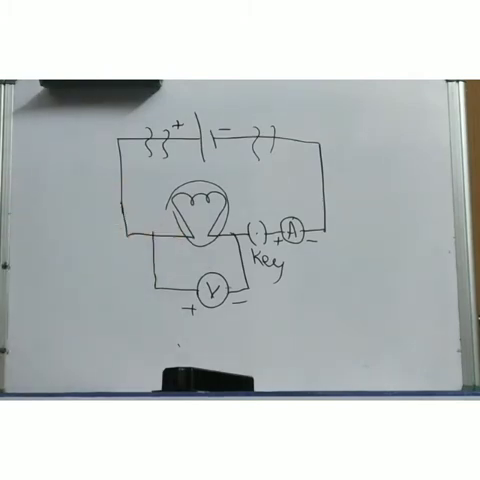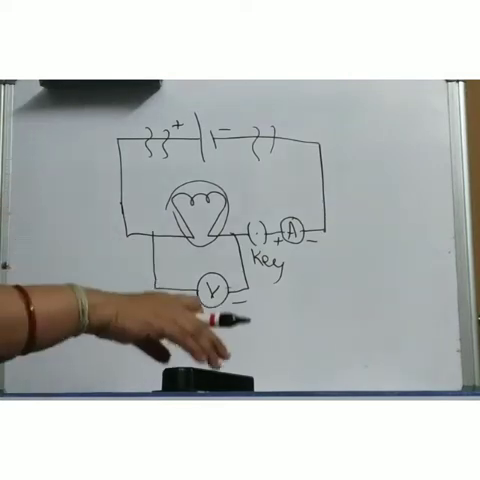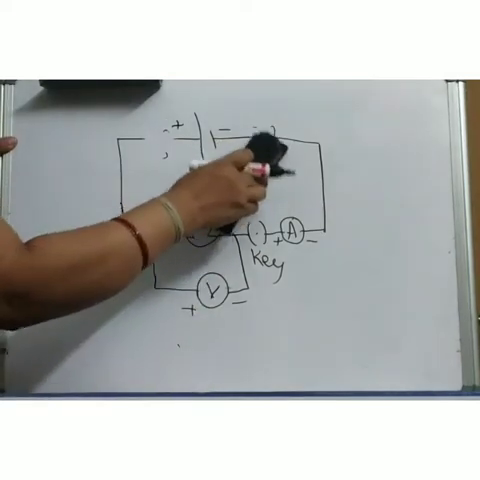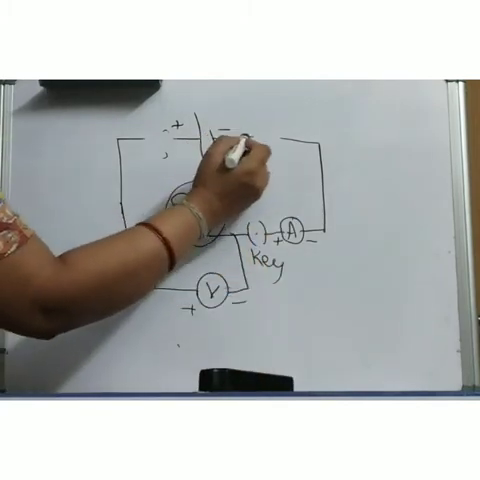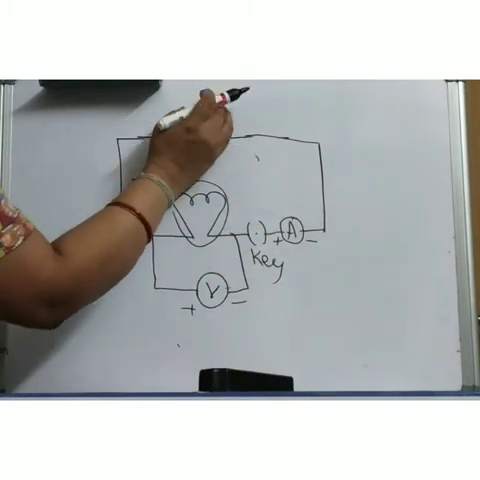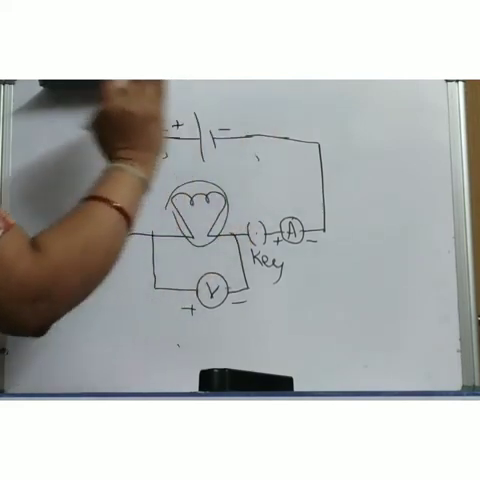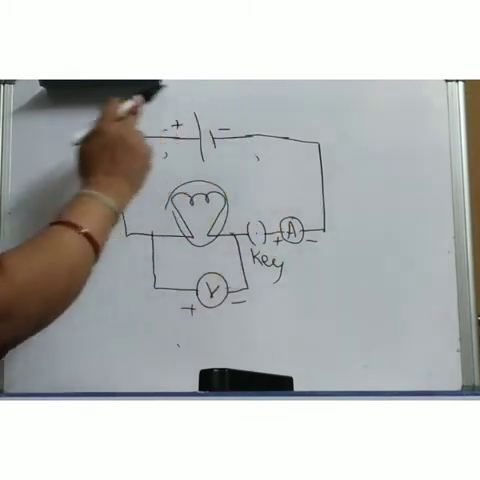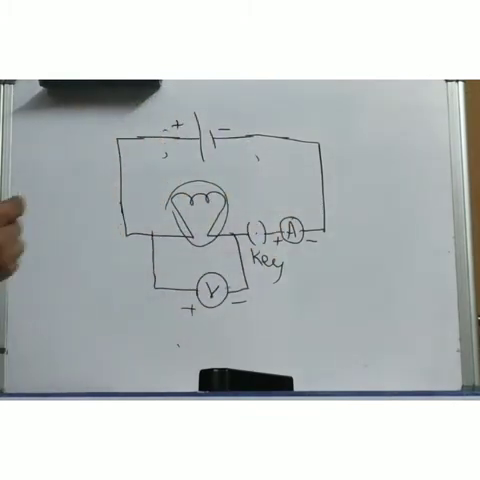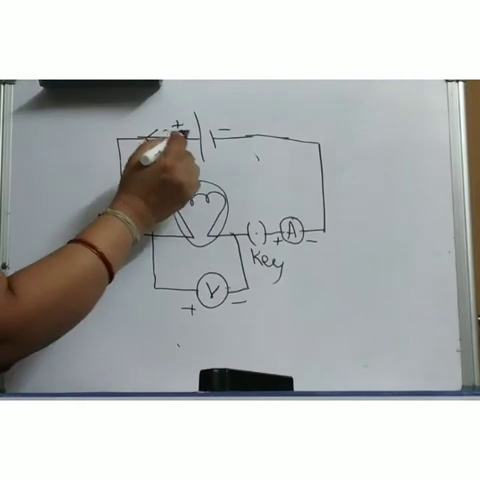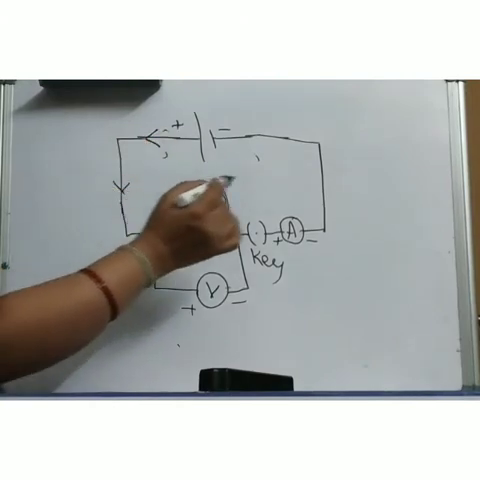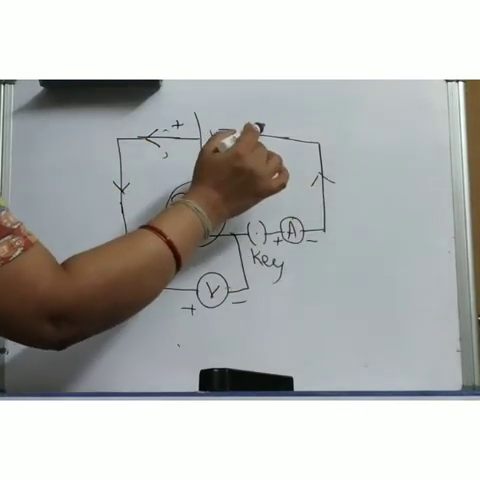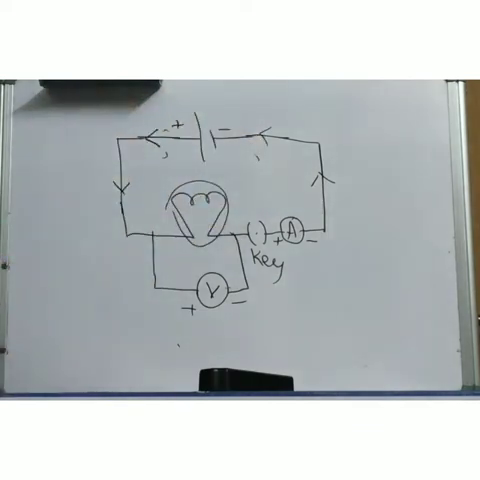Okay. So now suppose this circuit is closed. This battery is responsible for maintaining the potential difference in the circuit, so that there will be a steady current flow in the circuit. So current flow will be from positive to negative, like this. Okay. So current flows from positive to negative.